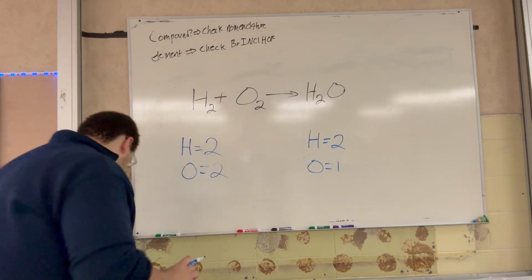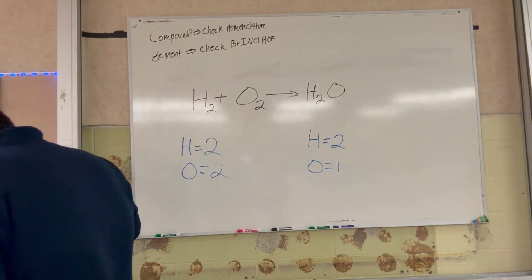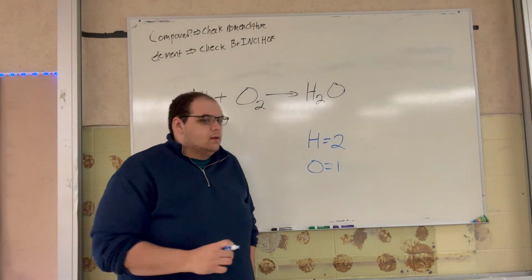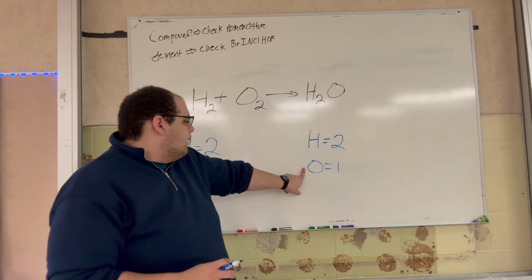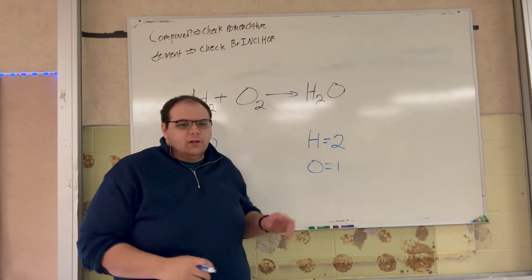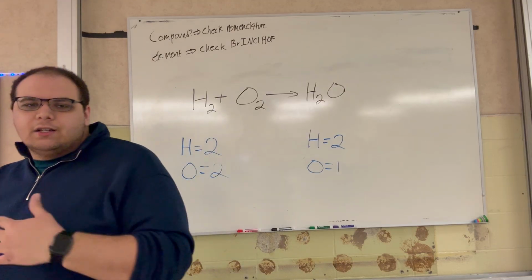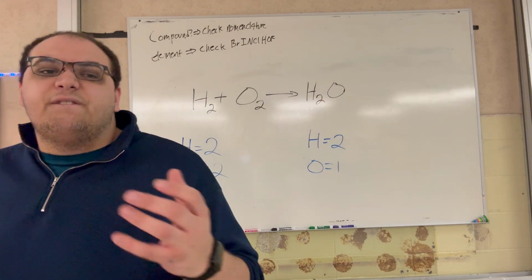Okay. So yeah, we're unbalanced. I have 2 oxygens on the left, but I only have 1 on the right. This is where we can start adding coefficients in order to fix that problem.